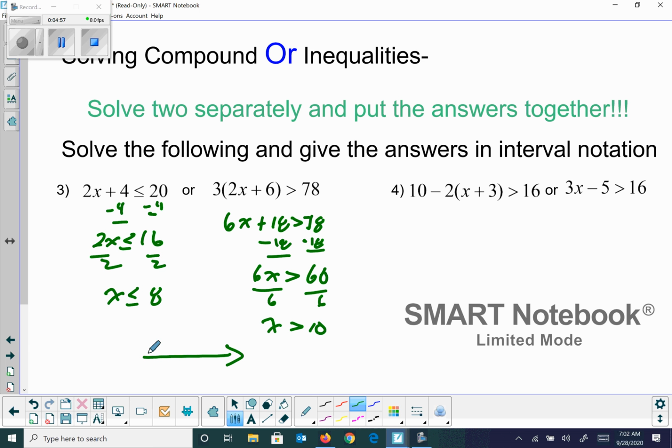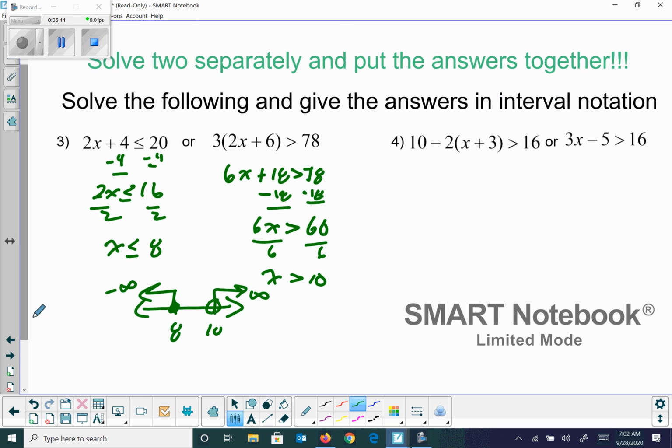So on a number line, if we had 8 here, solid dot going this way, so that's going to negative infinity. 10 is here, that's an open dot going this way, and infinity's there. The interval notation for this one, we're going to read it left to right. So it's going to go negative infinity to 8, hard bracket, soft bracket at the 10 though, because it doesn't equal it, to infinity.